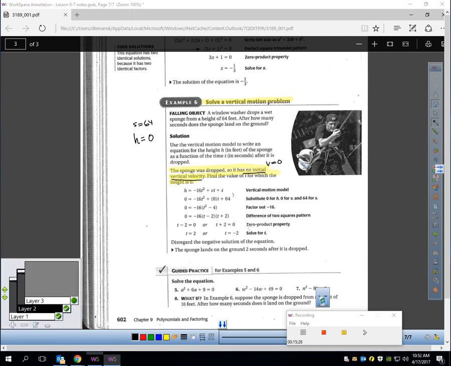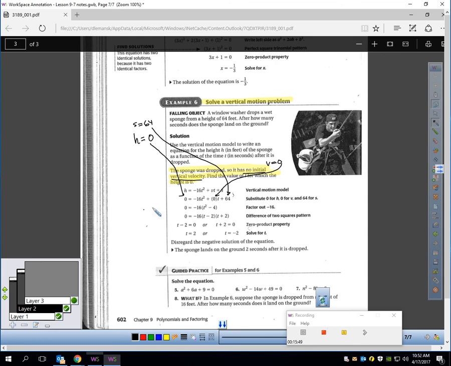So think about that. When the sponge first leaves the person's hand, it had no velocity. It was being held. It wasn't thrown. It was just dropped, let go. So it had no velocity to start. So that's why you notice they're plugging in 0 for h, they're plugging in 0 for v, and they're plugging in 64 for s, and they want me to solve for t.